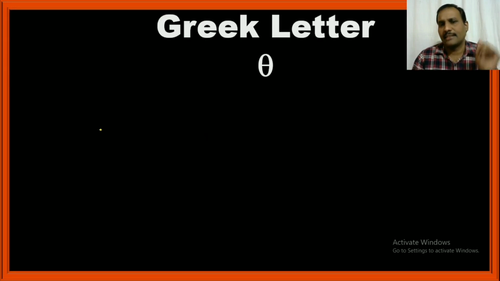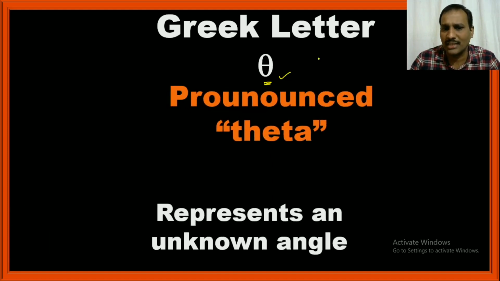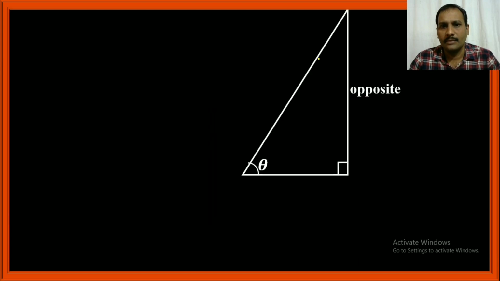Before that, this is the Greek letter theta. Already I told you this is called theta. Generally we use this to denote an unknown angle. Now let us take this triangle. This is angle theta, and consider this triangle as ABC.